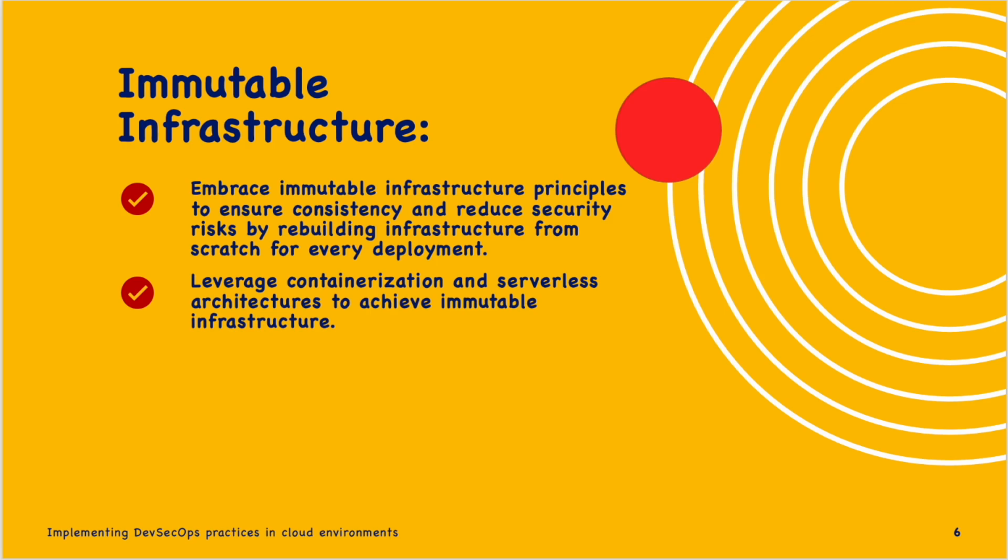Second is leverage containerization and serverless architecture to achieve immutable infrastructure. So this is an architectural thing, which is containerization and serverless architecture are two modern paradigms for deploying and managing applications in cloud environments. Both approaches offer benefits in terms of scalability, resource efficiency, and agility, but they have different characteristics and use cases. So containerization involves packaging an application and its dependencies into a container image, which can then be deployed and run consistently across different computing environments.